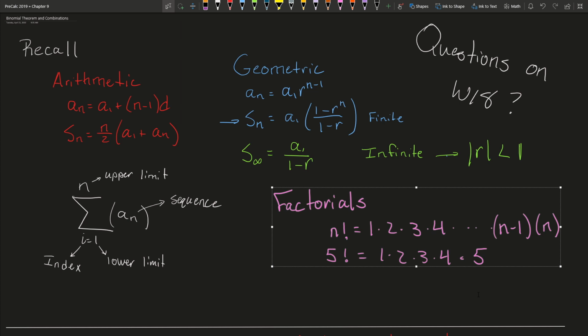So before I get to questions on W18, is there anything on the screen so far that doesn't make sense?